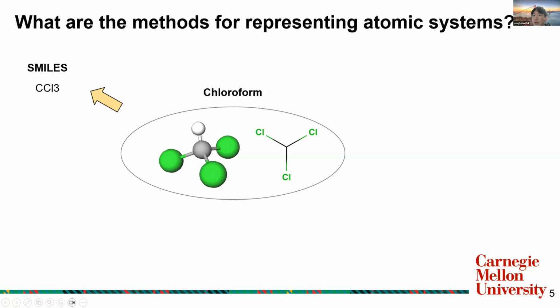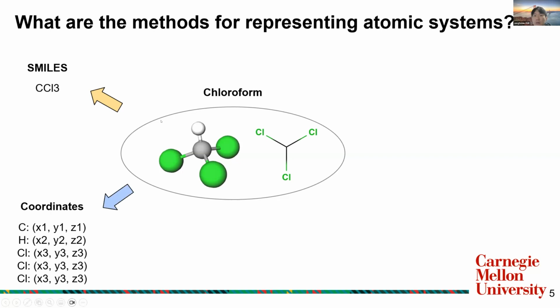In a SMILES string, chloroform is represented as CCl3. The H atom is omitted here. It is good for a simple molecule like chloroform, but for a complicated atomic system, it is very challenging to make a systematic string representation like SMILES. So for the observed catalyst system, there is no well-established string-based representation.